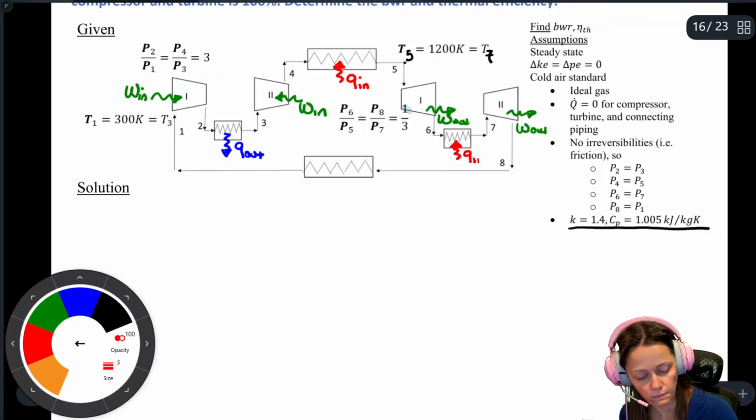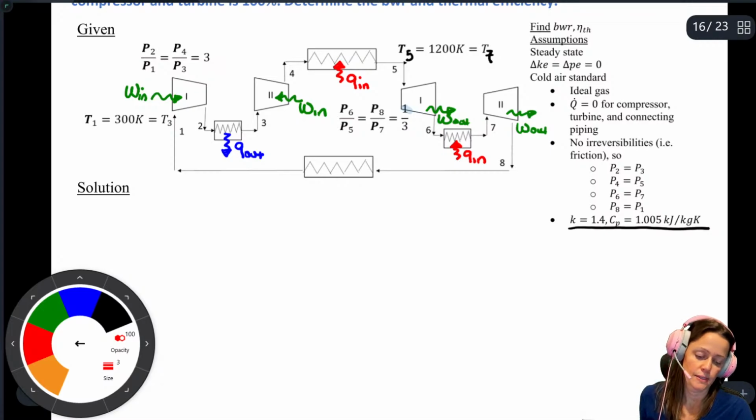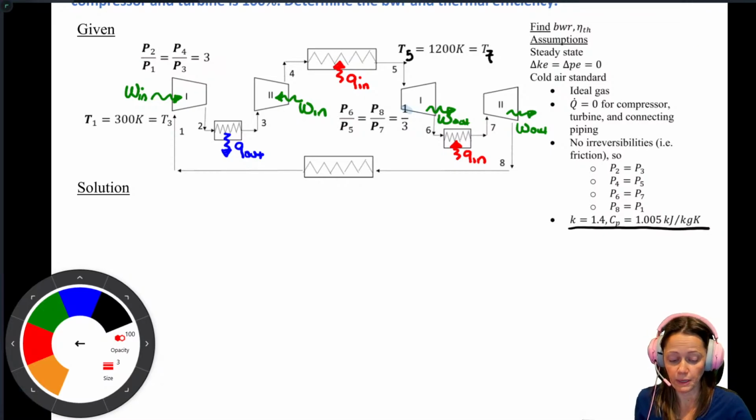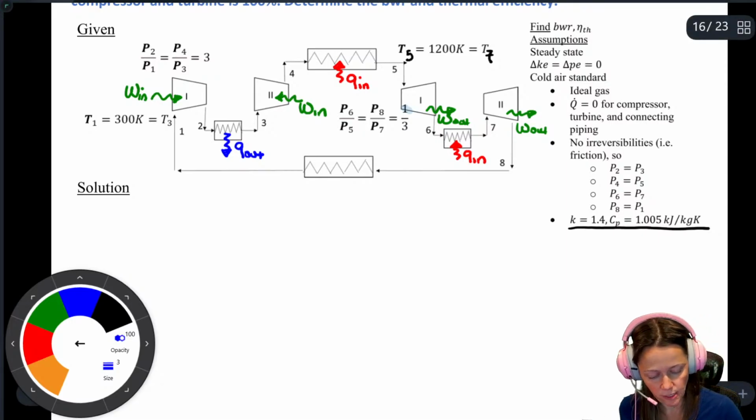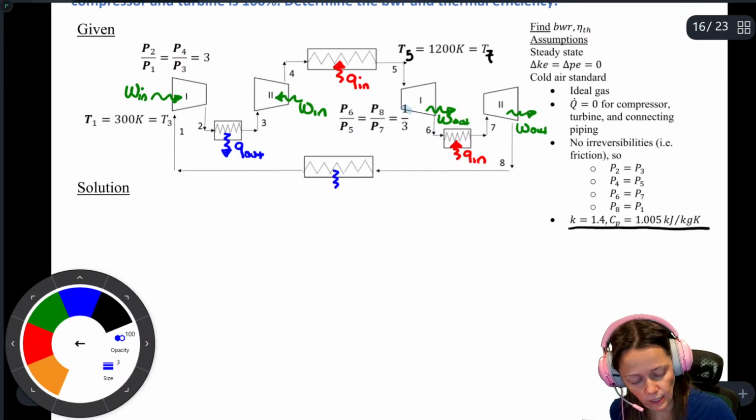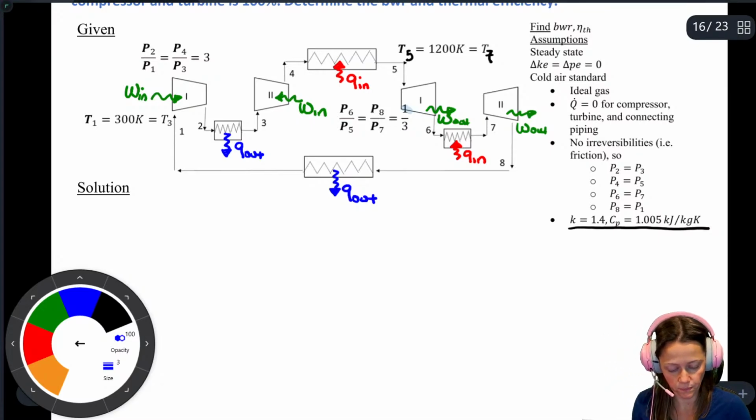That's a Q in. So 7 to 8, you have another isentropic expansion process, and then from 8 back to 1, that's where you're modeling the exhaust process. And so this is a constant pressure heat rejection process. So that's our Q out.